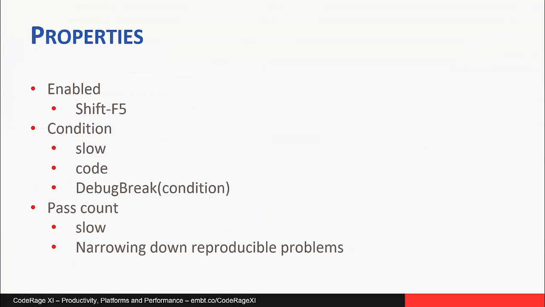Let's move on. The third important property is pass count. With it we can specify how many times the breakpoint is skipped before it is triggered. If we set pass count, for example, to 100, the debugger will skip it 99 times, and only then the breakpoint will break. As with condition, this slows down execution. But still, this property can be very helpful, especially if we want to find out how many times our program passes through some part of the code before something else happens. For example, before it crashes. Let's see this in a demo.